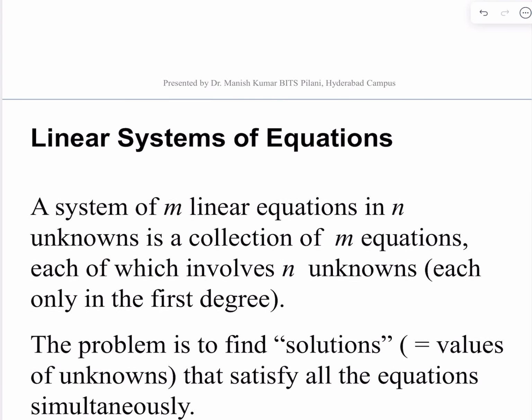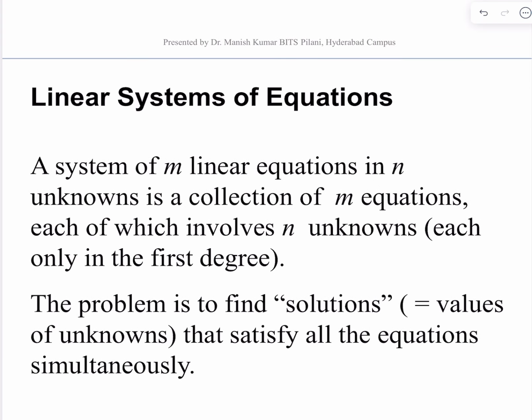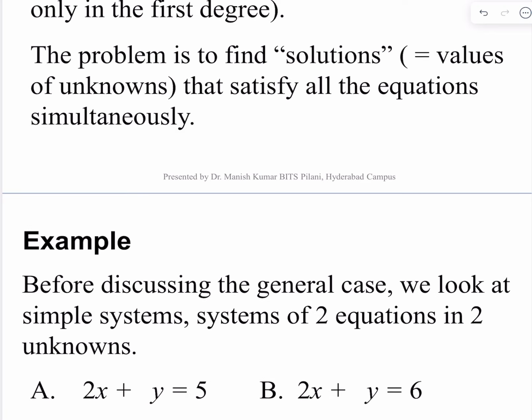So as you know, a linear system of equations, a system of m linear equations in n unknowns, is a collection of m equations, each of which involves n unknowns, right? Each only in the first degree. So the problem is to find a solution that satisfies all the equations simultaneously.